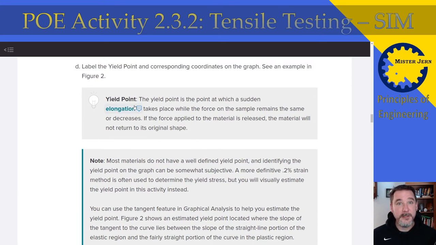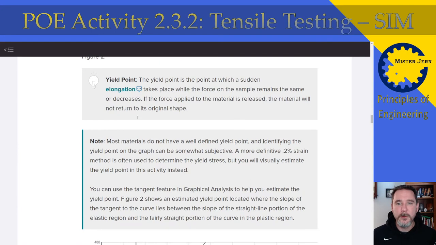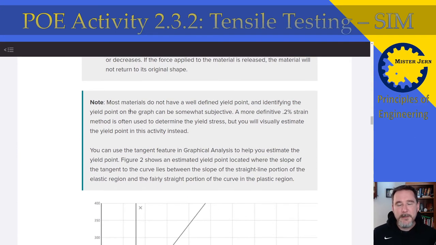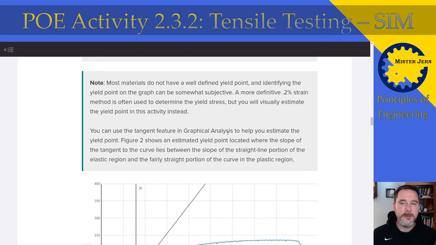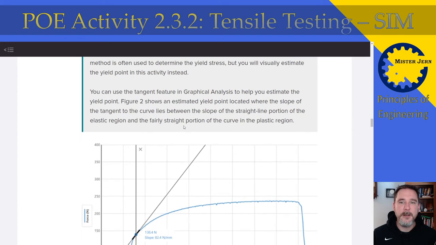Okay, just label it on the little graph, either by hand or make a little note on the graph itself. And keep in mind, if you're having trouble identifying it, this little note here says most materials don't have a very well-defined yield point, okay? Like I said, it's not going to be perfect like it is in the diagrams. So it says you can use a tangent feature in graphical analysis to help you estimate it.